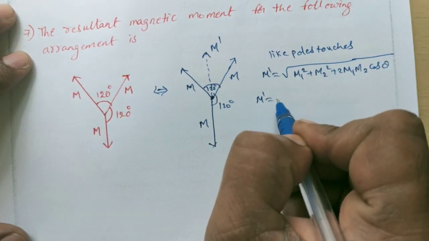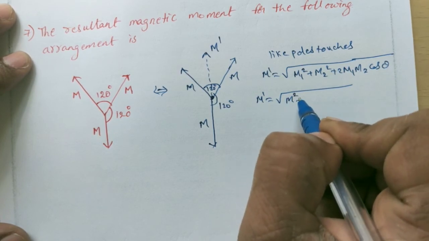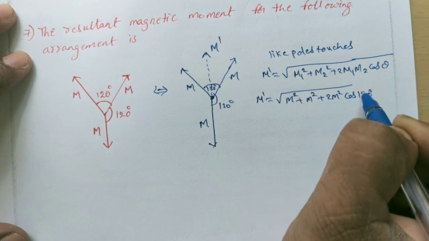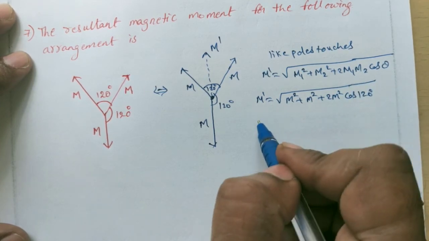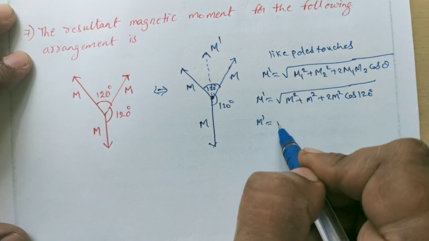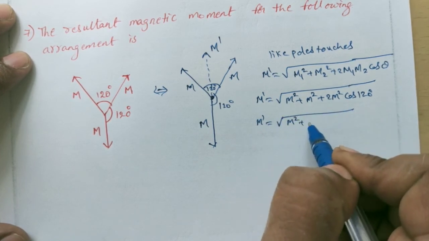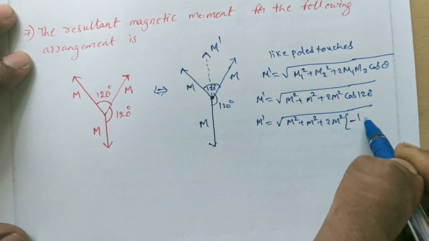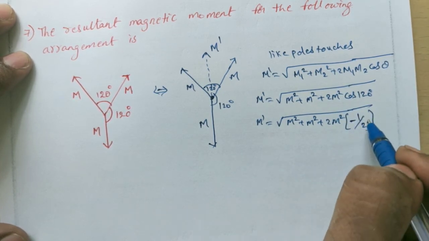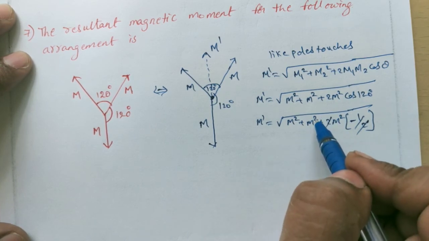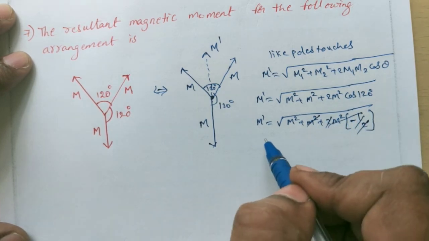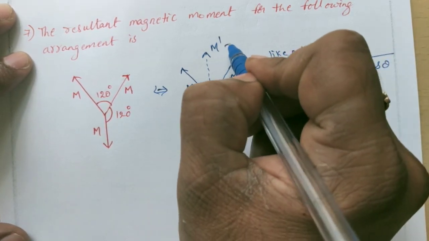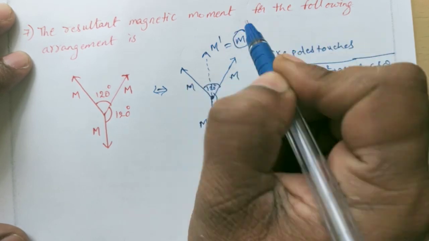Therefore here m1 is equal to root over m square plus m square plus 2m square cos 120 degrees, as I mentioned here. Going further, m dash is equal to root over m square plus 2m square cos 120, and the value of cos 120 is nothing but minus half. So this 2 and this 2 will be cancelled. This is plus m square, this is minus m square, cancelled. Finally m dash is equal to m only. So this is the m value we newly found here.